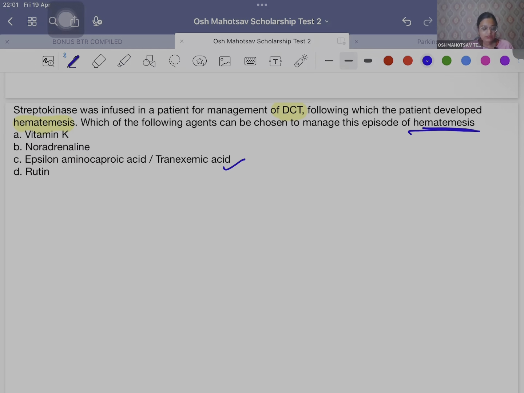So the answer is tranexamic acid or epsilon aminocaproic acid. In the variant, I have removed this tranexamic acid, otherwise the answer will be easy. So I have just kept epsilon aminocaproic acid. So the answer is epsilon aminocaproic acid or tranexamic acid. Okay.